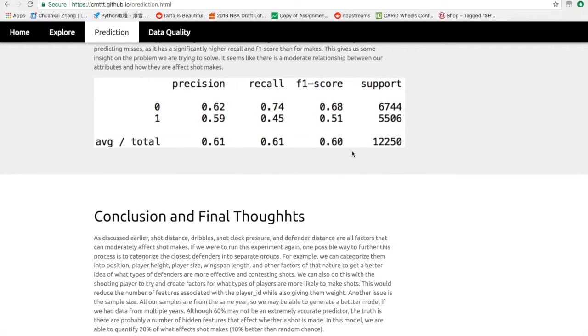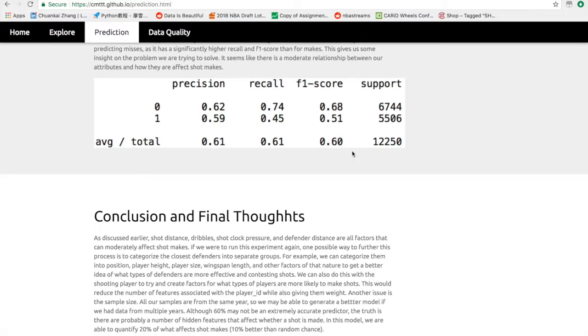We do think there are reasons for this, however. For one, this model doesn't take into account who the shooter is and who is defending the shooter. These two are likely very strong factors in determining if a shot is made. However, turning these two attributes into categorical attributes would not help us answer the question of finding the general attribute that affects shot making. It will place more emphasis on the players.